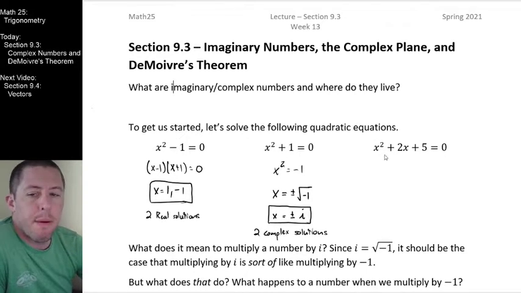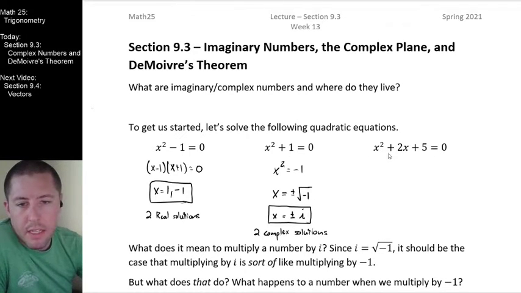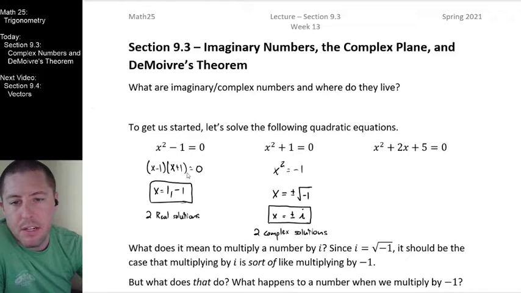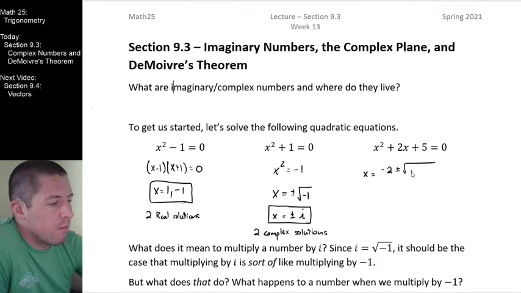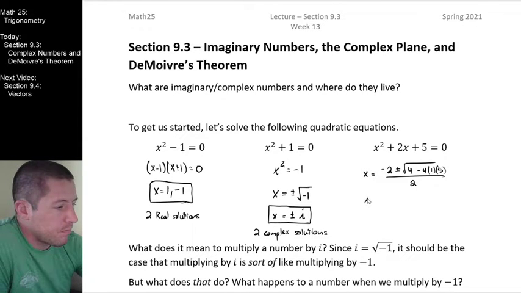Let's see it crop up in one other context right here. Here's one more quadratic for us to solve. Looking at this guy, I can see that I can't factor this one, I don't think, and I can't solve this directly because there's more than one instance of x. So I think I can go to the quadratic formula for this guy. So I can say that x equals, what do we got? Negative b plus or minus the square root of b squared minus 4ac all over 2a. So that's just going to be 2.